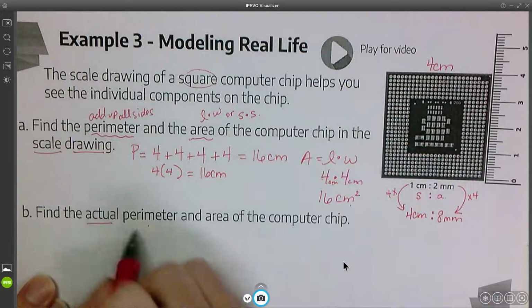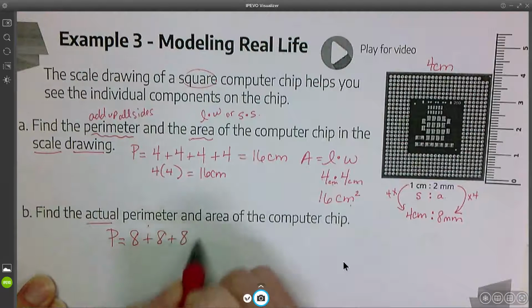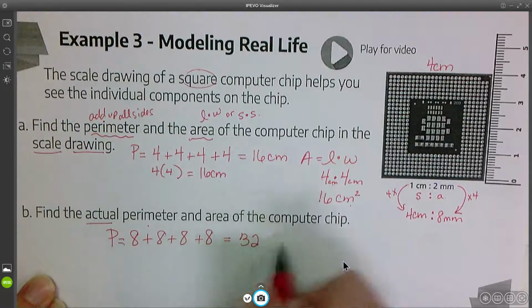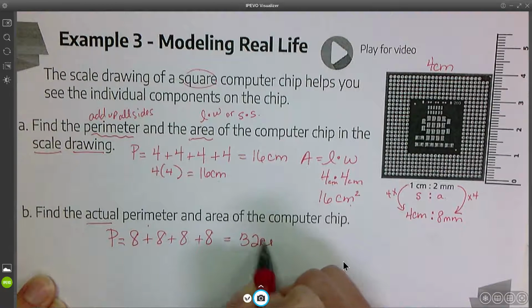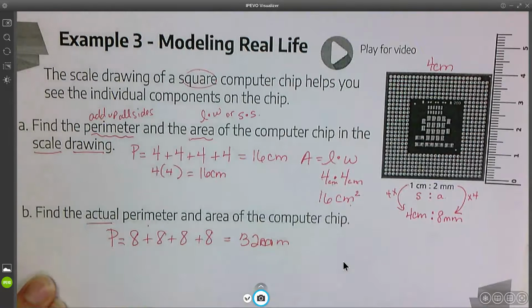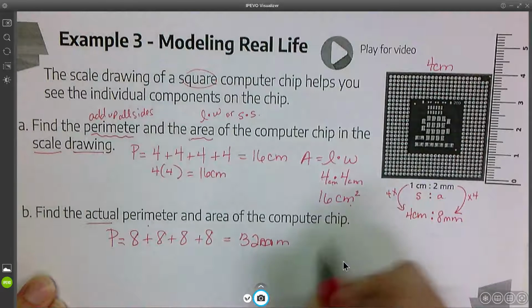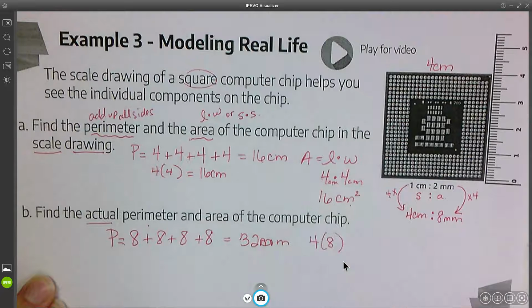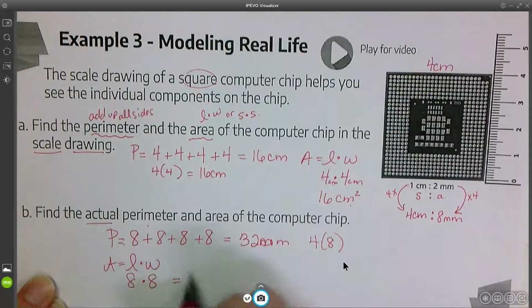Okay, and so to find the perimeter, we're going to add up all the sides, which would be 8 plus 8 plus 8 plus 8, which is 32. Oh, not centimeters, excuse me, millimeters around the actual computer chip. And again, that could have been found by doing 4 times 8, which is 32 millimeters. The area would be your length times your width. So again, it would be 8 times 8, which is 64. And then millimeters times millimeters would be millimeters squared.